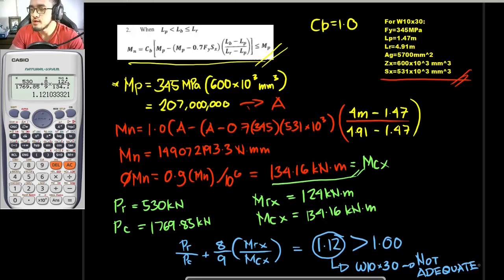Yes, sir. Okay, are there any questions? What would be the remedy, sir? In case it is inadequate, what are your options? Sir, increase the size of your section. Other than that, let's say you're limited to that section only, that's the only section available.